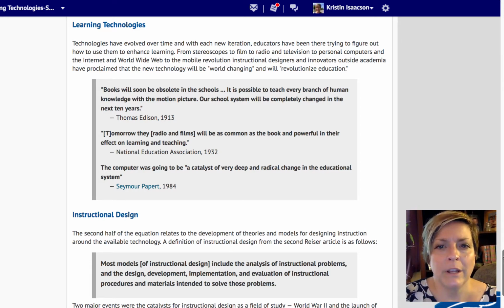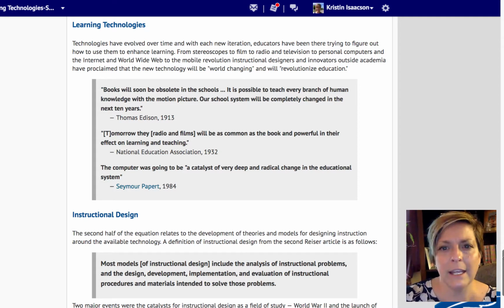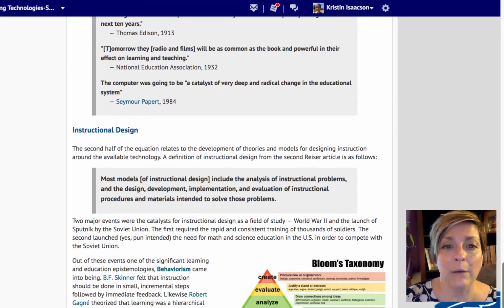So from the motion picture to radio to television to the computer, somebody somewhere has proclaimed it will be the thing that revolutionizes education, and it will completely change the way we do education. So that will be one of the discussion questions, so just to think about that. And so I pulled a few quotes out of there. Seymour Papert was not in the readings, but he shows up in some of our other readings, and he had said something a bit more recently in 1984 when personal computers started showing up in the classroom about how that was going to change.